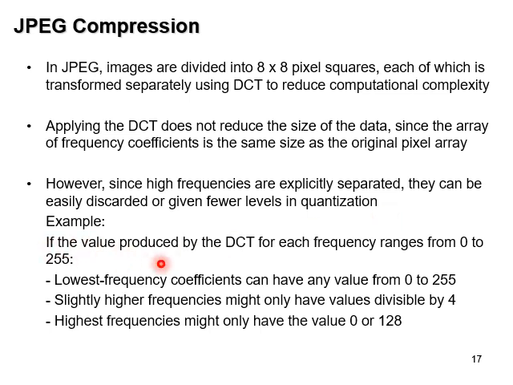So if the value produced by DCT for each frequency ranges from 0 to 255, this is what we do. The lowest frequency coefficients can have any value from 0 to 255. They will keep their original values. The slightly higher frequencies might only have values that are divisible by 4, and the highest frequencies might only have the value 0 or 128. So what does this mean? So let's see what this means.